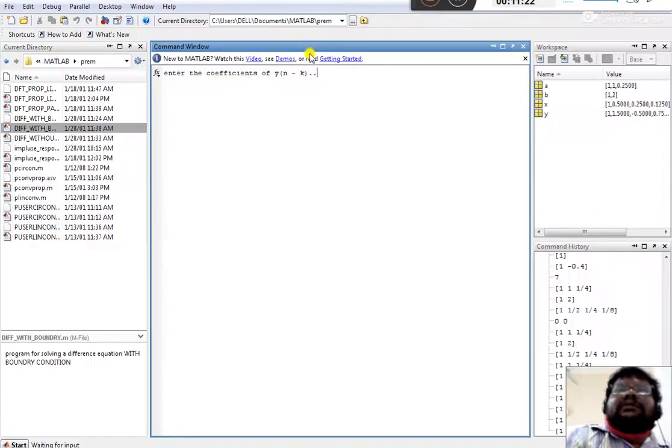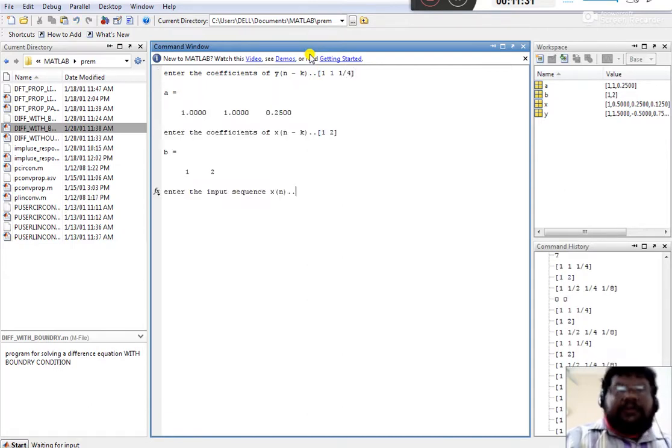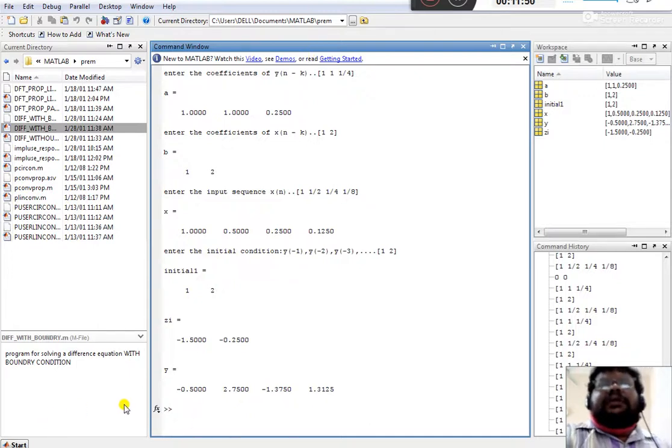That's all. It will ask for the coefficients of y, that is, similarly, I have taken 1 by 4, and the coefficients of x, that is 1, 2, and the sequence of x of n, that is 1, 1 by 2, 1 by 4, 1 by 8. And it will ask for the initial conditions: y of minus 1 is 1, y of minus 2 is 2. See, we got these values: minus 0.5, 2.75, minus 1.375, 1.375.